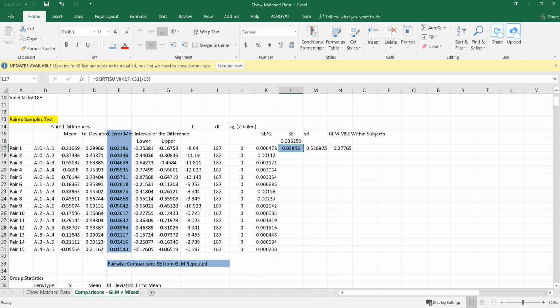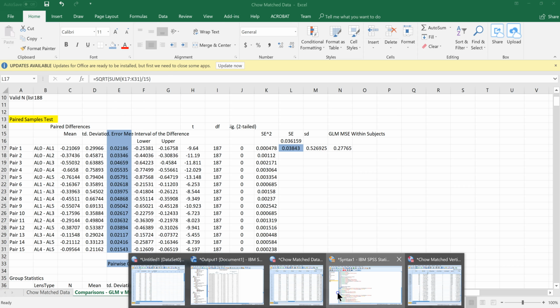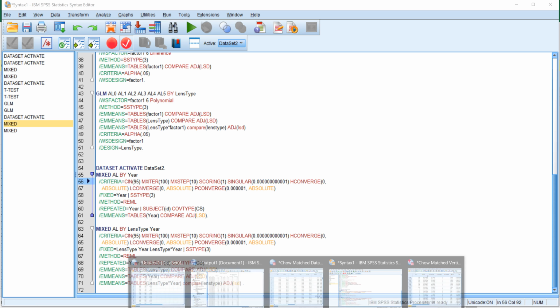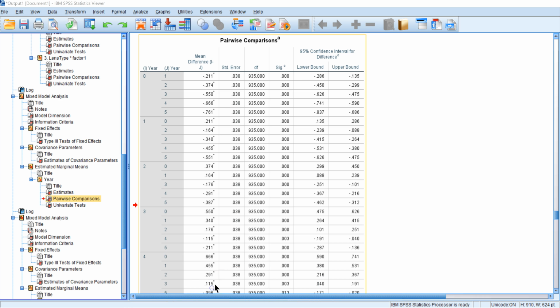Now let's go back. 0.038. So that's where that comes from. Instead of using individual standard errors for everybody, it takes the average standard error and divides it into everybody. So that's the basic difference between that GLM and the mixed model.